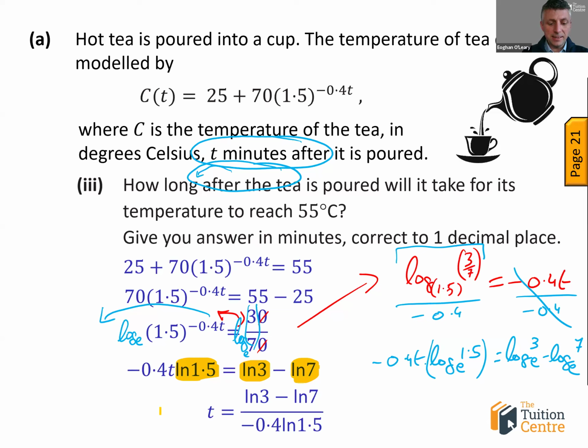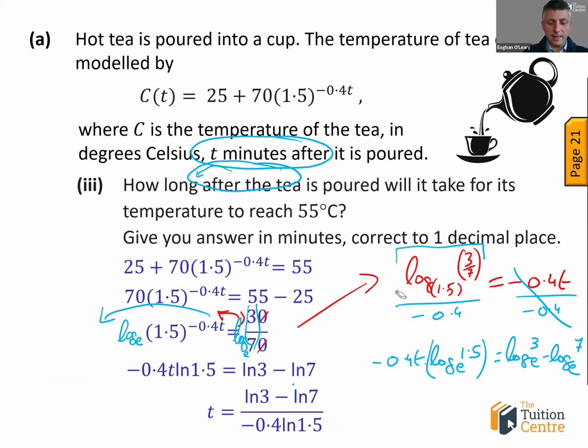So to get t on its own, I can divide both sides by my constant. And my constants are minus 0.4 times the ln of 1.5. And I'll be doing the same over here. I'll be dividing it by minus 0.4 times the ln of 1.5. And I can put all that into the calculator.